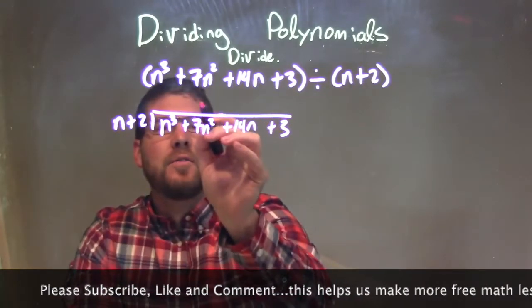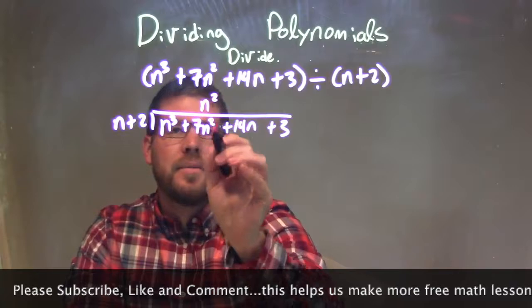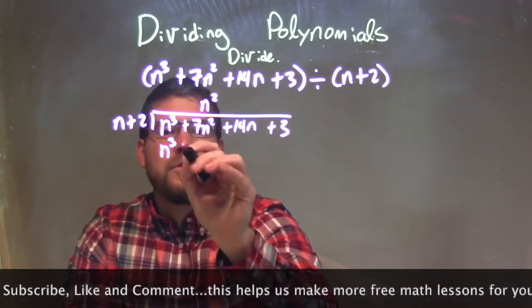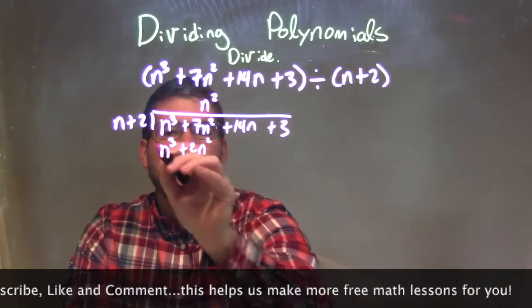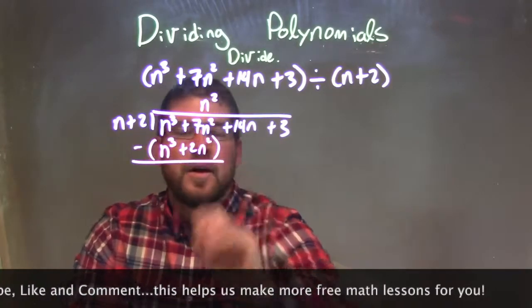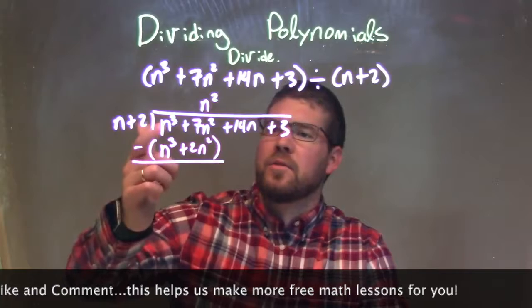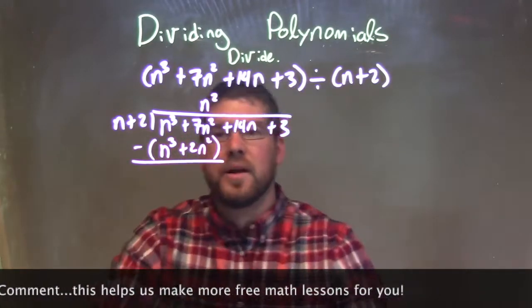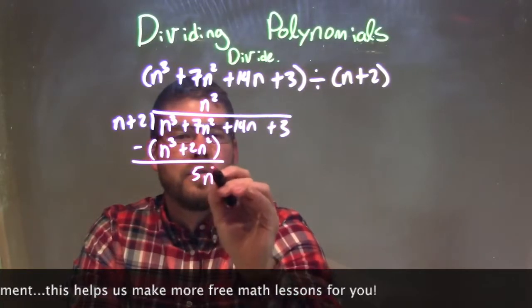So I put n squared over the n squared place value there. N squared times n is n to the third, and n squared times 2 is 2n squared. I'm going to subtract the 2 right here. Okay? So n to the third minus n to the third is 0. Great. But 7n squared minus 2n squared is just 5n squared.